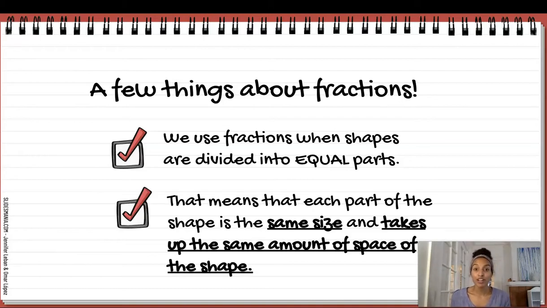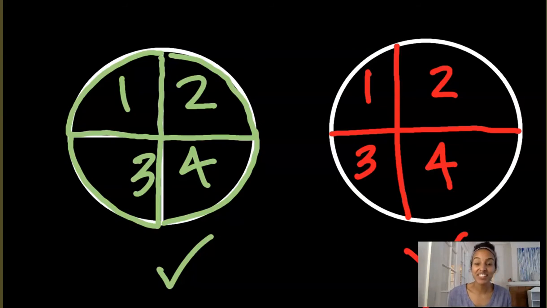That means that each part of the shape or number line, or the whole in general, is the same size and takes up the same amount of space as the other parts. So let's review what I mean by that. On the left side, you see a circle that has been divided into 4 equal parts. So if we had a fraction problem, we could use that circle to help us out. On the next side, you see a circle that is divided into 4 parts, but they're not equal. If all the parts aren't equal, then we can't use that shape for fractions.